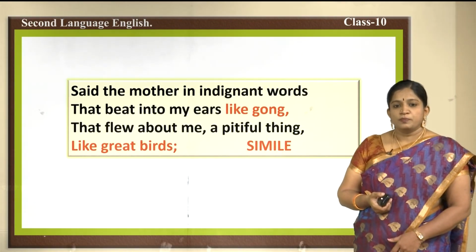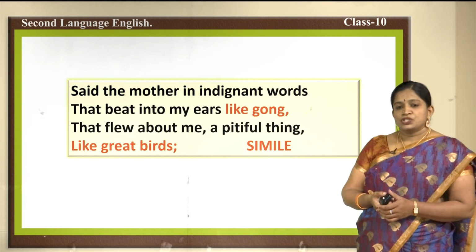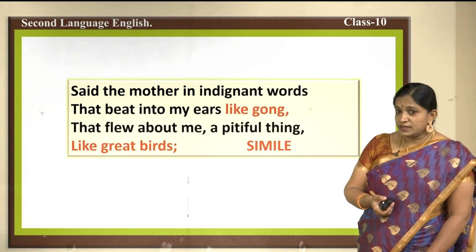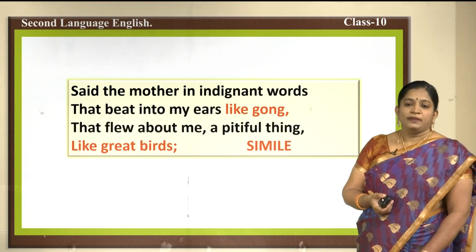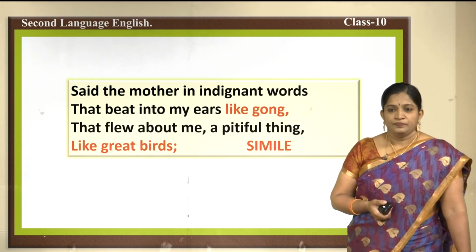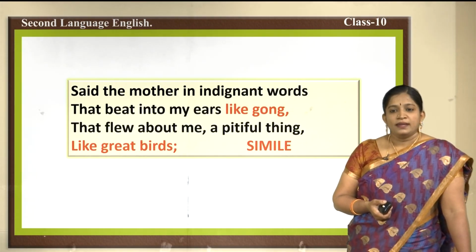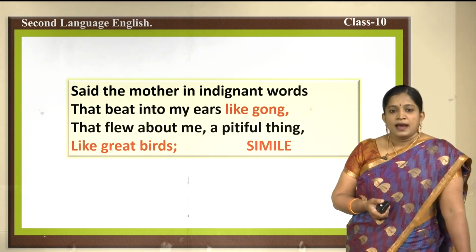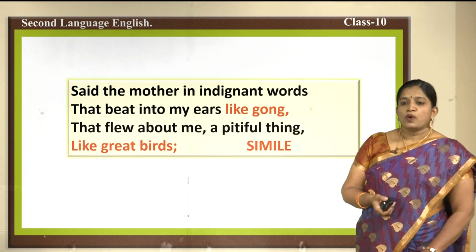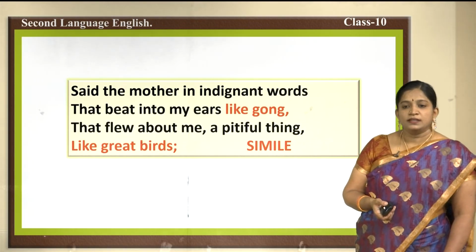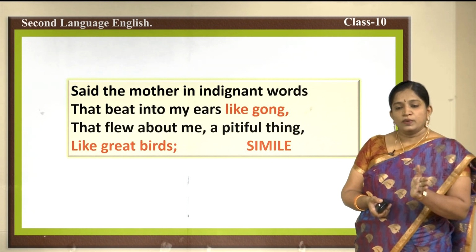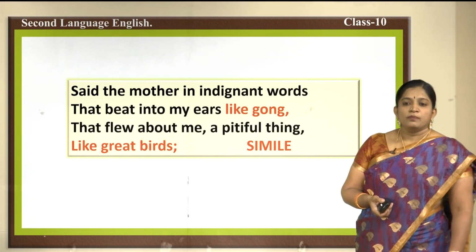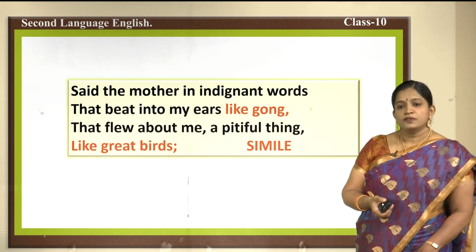And one more figure of speech you will find. Look at the sentence, children. Said the mother in indignant words that beat into my ears like gong, that flew about me a pitiful thing like great birds. Here the poet is comparing the words of mother with these two words, that is like gong and like great birds. And you know children, what is simile? Simile is a figure of speech in which one thing is compared with another thing of a different kind, okay, that we call it as simile. So in this poem mainly you will find this figure of speech.